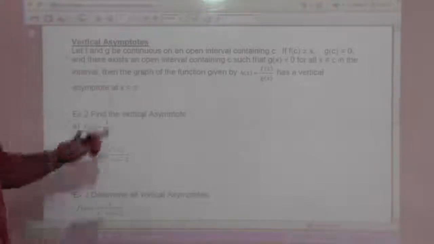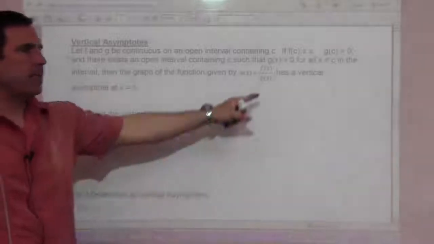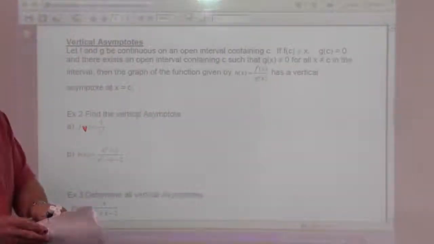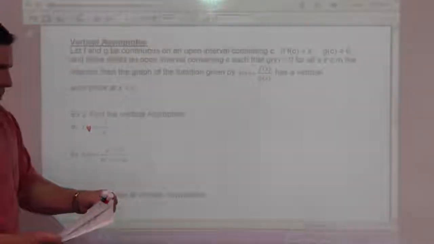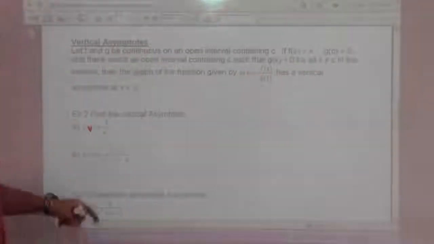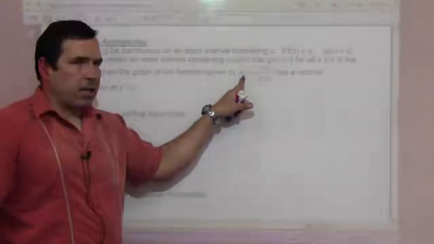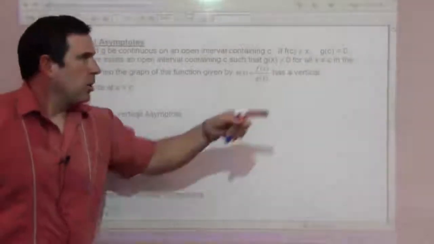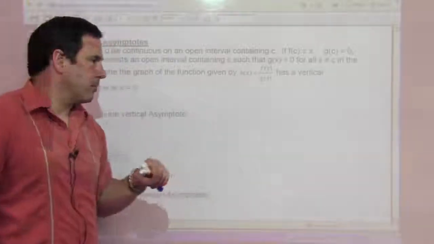Okay, vertical asymptote. Let f and g be continuous on an open interval containing c. If f of c is not equal to 0, and g of c is equal to 0, and there exists an open interval containing c such that g of x is not 0 for all x not equal to c in the interval, then the graph of the function given by h of x equals f of x over g of x has a vertical asymptote at x equals c. The whole point of this: wherever your denominator is 0, you'll have a vertical asymptote at that point.